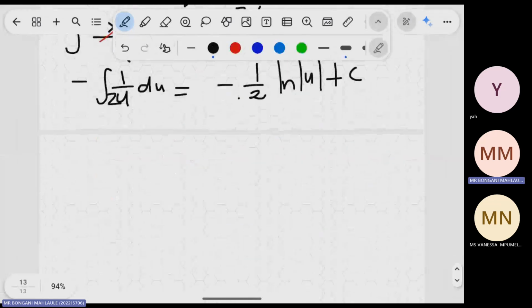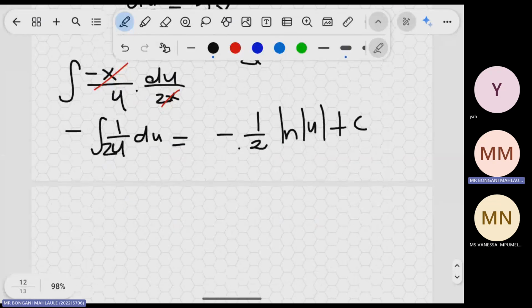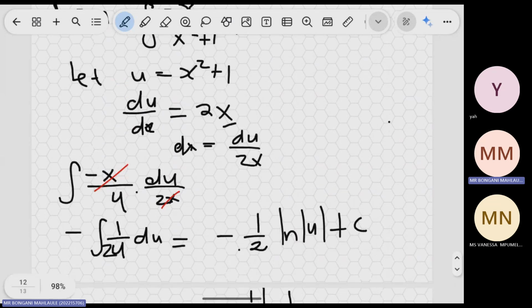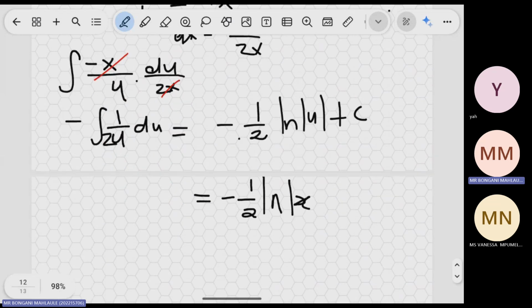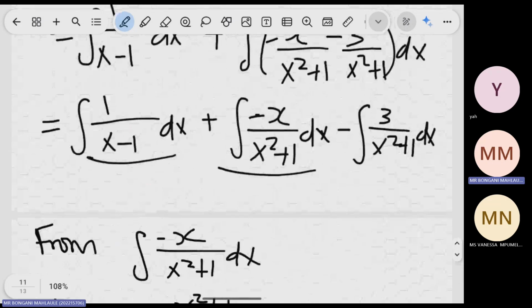Are you guys still fine? You still understand? And this will be equal to negative 1 over 2, the ln. Then you substitute back your u, which is just x squared plus 1 plus c. So you know the second answer is this one. Then you go to the last one.